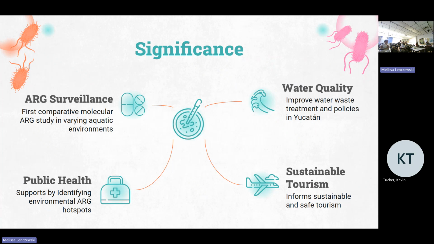Moreover, water quality. Hopefully, if our results are conclusive, we will be able to improve wastewater treatment and perhaps influence certain policies in Yucatan to be able to improve life for everybody in the area. And finally, sustainable tourism is very important since it will be able to inform tourists when to go, where to go, and protect the health of both native people and tourists alike.